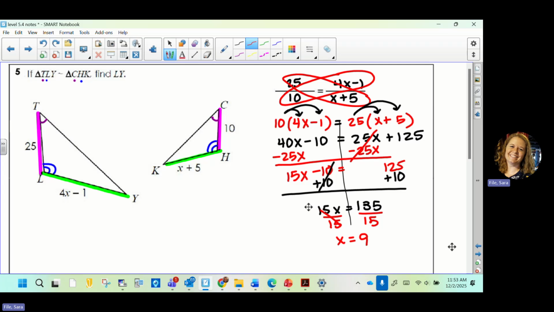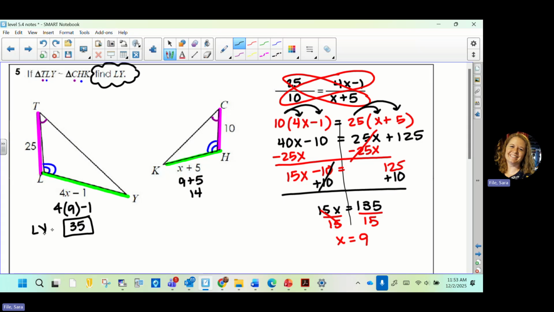Now, we didn't finish this problem. We found x, but that's not what the question asked for. It asked us to find Ly. So I would come over here and I would plug that x back in. So 4 times 9 minus 1. And to check that you did this correctly, you could plug it in over here as well, just to be sure. So that comes out to 14, and this comes out to 35. So I think 35 is my answer.